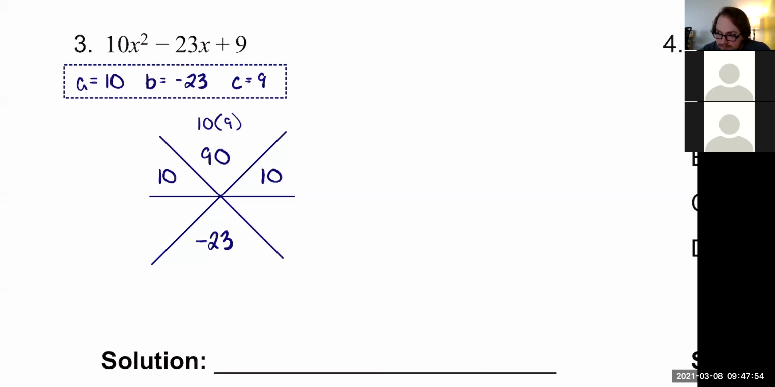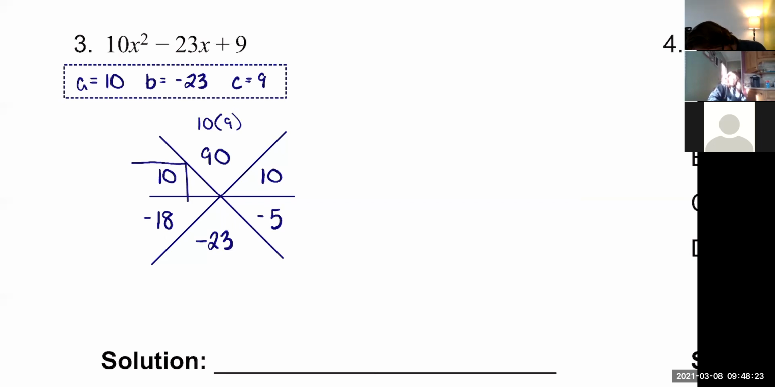Eighteen times 5. 18 and 5. Okay, so 18 times 5 is 90. 18 plus 5 gives me a positive 23. I do both of them negative. Both negative again. So that's good because negative times the negative still gives me that positive on top. But the negative plus the negative on the bottom is going to give me the negative 23 there. So I got my 2 pairs.